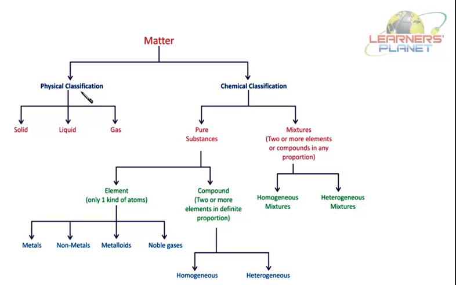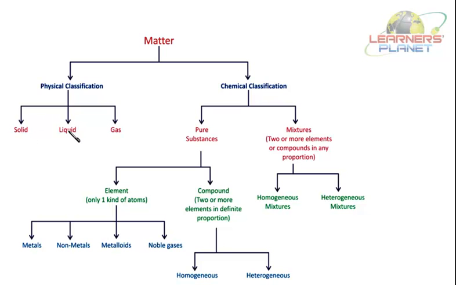One is physical classification and the other is chemical classification. That is, classification based on the physical properties. So matter is divided into three states, that is solid, liquid and gas. In solid state, what is the intermolecular force of attraction? It is very high, or the force of attraction is very strong. The particles are tightly packed. These particles cannot flow. They exist in the form of crystals.